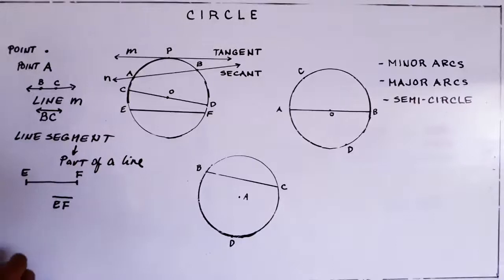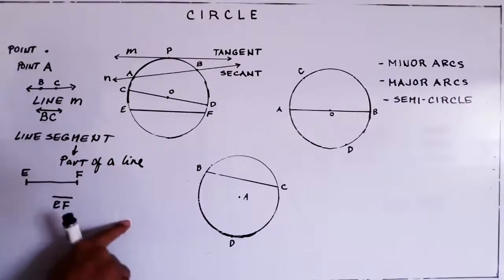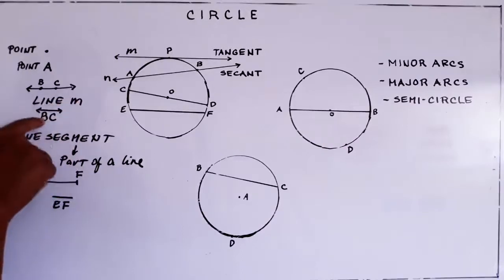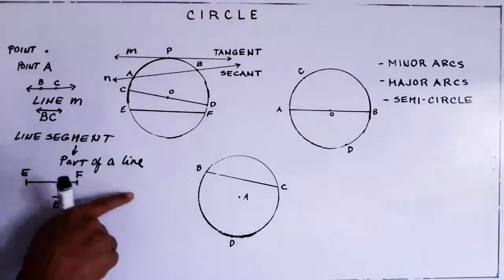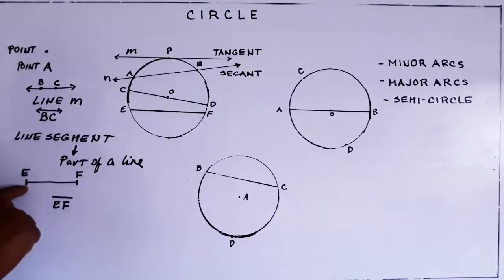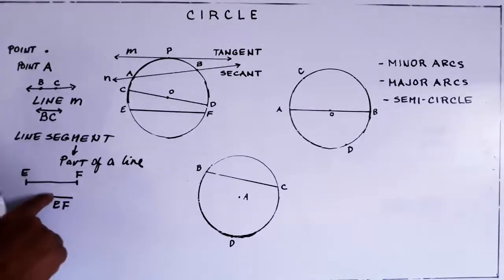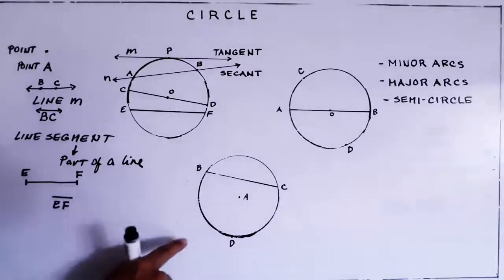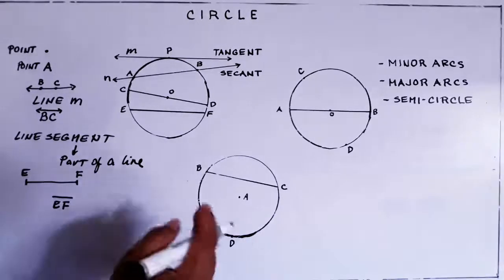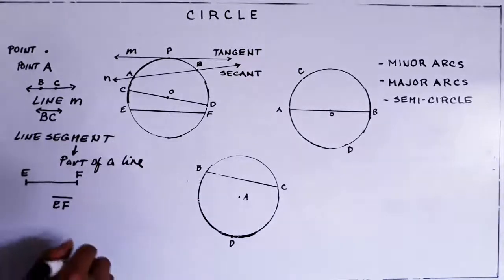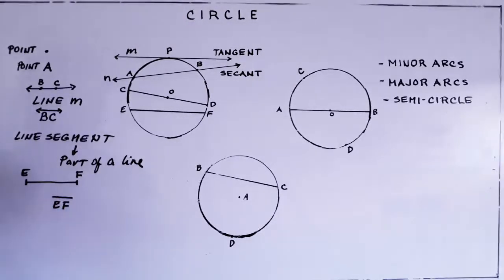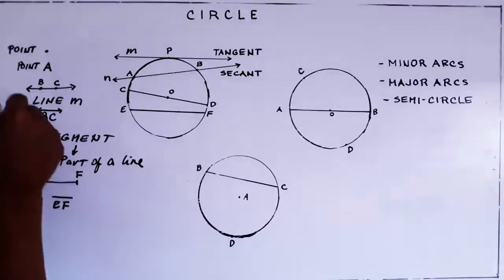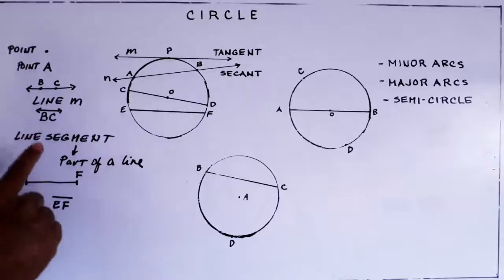without any arrows. Okay, you don't see any arrow above there. It's only a line, unlike the line where you have to put the double arrows. Here we don't have them. It means that we can measure the length of E to F. So if you have a ruler, you can measure the length from E to F, because a line segment means it's only part of a line. And we can name that one by two letters and then putting the line above without any arrow. Those are point, line, and line segment.